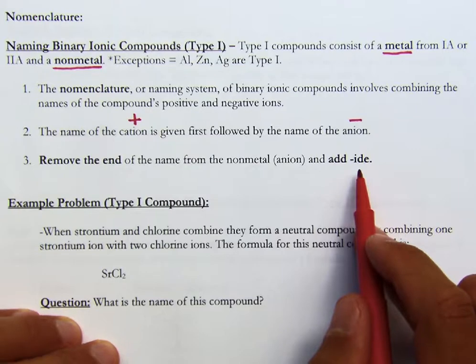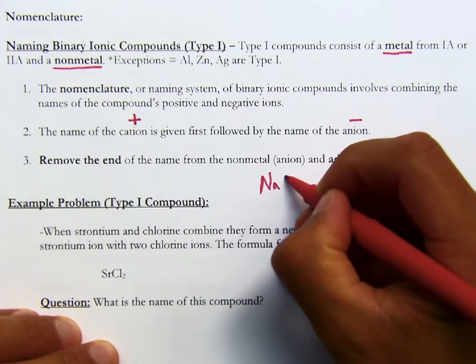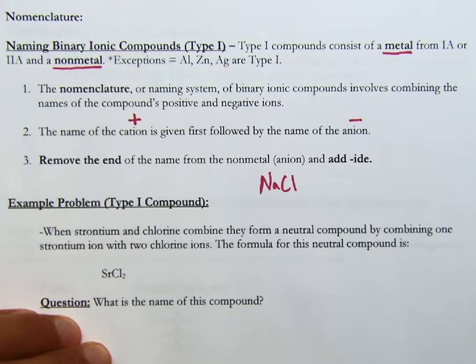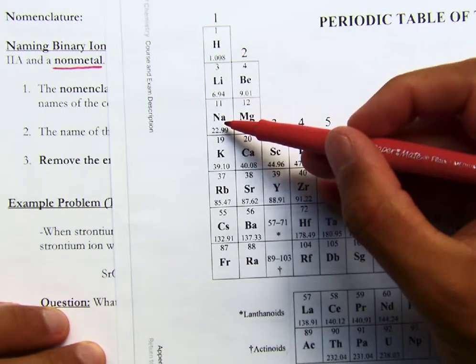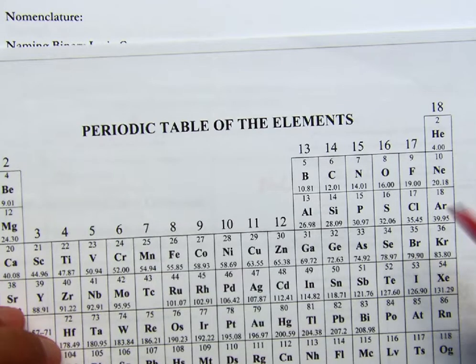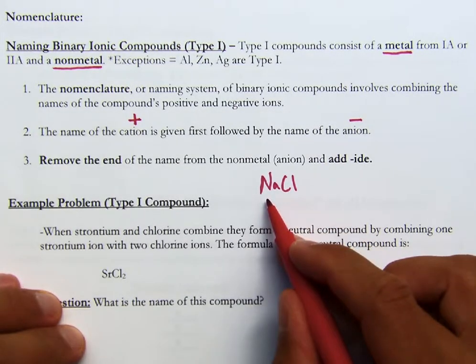So a very common example of this would be something like NaCl. And you might say, oh, NaCl, I've seen that before. That's salt, right? Well, it is what's called a salt, but it's table salt. If you look on the periodic table, Na, sodium, it's a metal. It's in column 1. And then you have chlorine, which is a nonmetal. So this is a metal and a nonmetal, and the metal is in column 1. So this is what's called a type 1 compound.